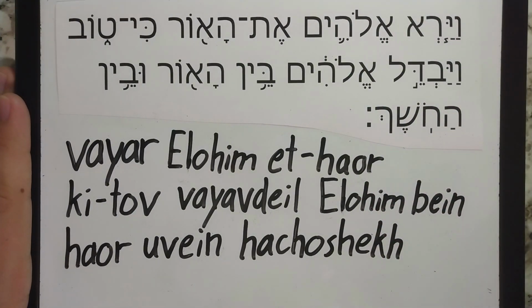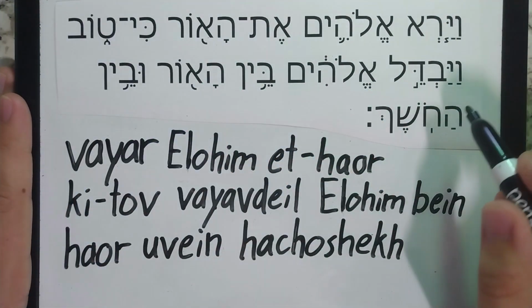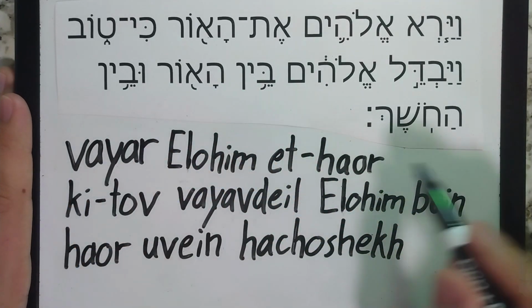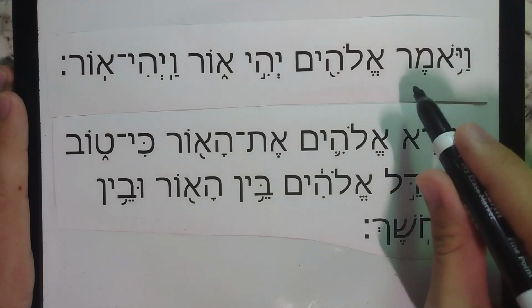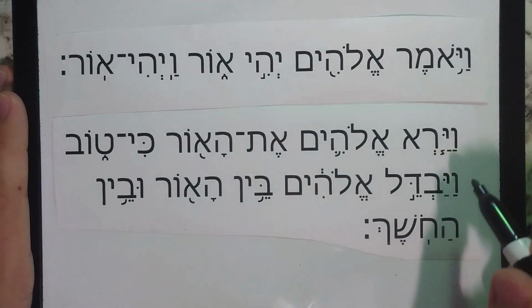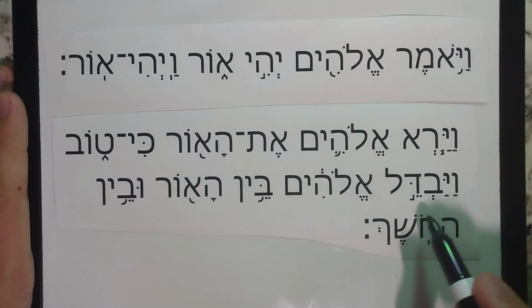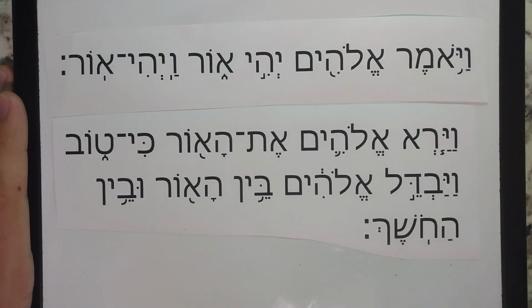Let's read the whole verse together. Vayar Elohim et haor ki tov. Vayavdel Elohim bein haor uvein ha-choshek. Let's end today's video by reading verses 3 and 4 together. Vayomer Elohim yehi or. Vayehi or. Vayar Elohim et haor ki tov. Vayavdel Elohim bein haor uvein ha-choshek.